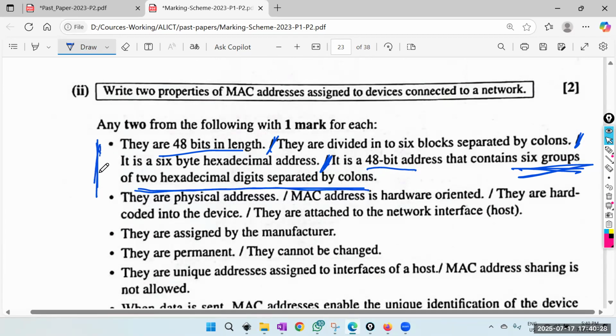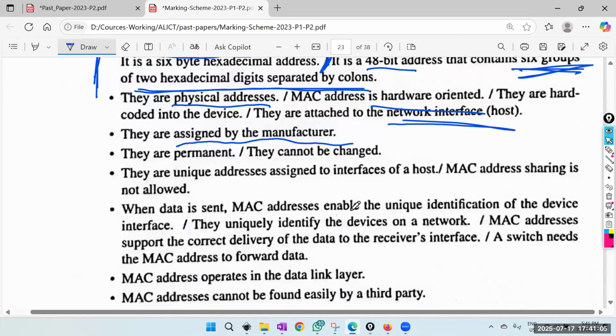So that is 1 point, right? Not multiple points. All these are considered as 1 point. Or if you have just this, it is 1 point. Then they are physical addresses or hardware oriented. Remember, I also had that answer. They are attached to the NIC, network interface card. Your network interface card is there in your laptops, desktops, and even in printers, scanners, and they are assigned by the manufacturer, right? We can't change it like an IP address, right? So they cannot be changed.